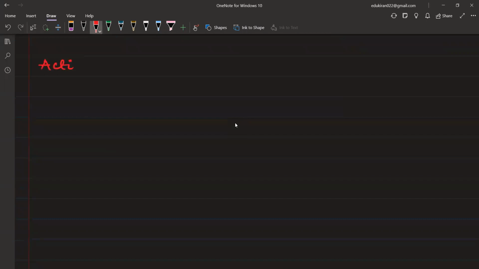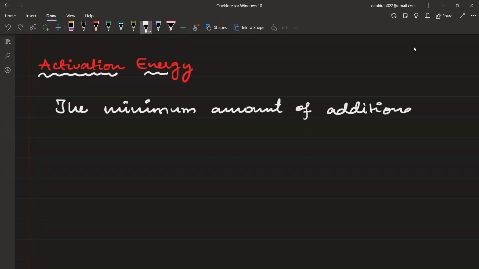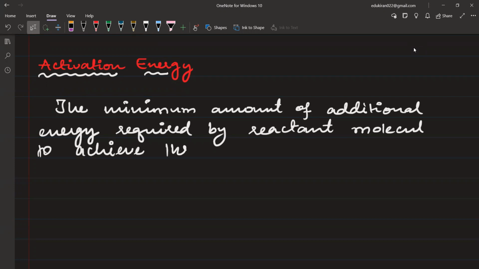Activation energy. Please write: the minimum amount of additional energy that is required by a reactant molecule to achieve threshold energy is called activation energy.